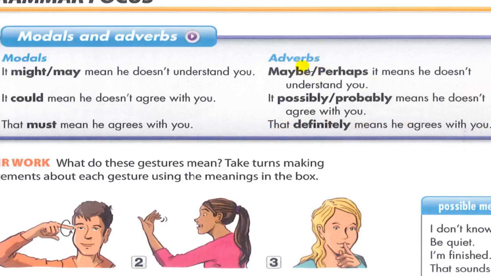So here we have adverbs: maybe, perhaps, possibly, probably, definitely. These adverbs: maybe, 50-50. I'm not sure. Possibly, sure. Definitely, very sure.